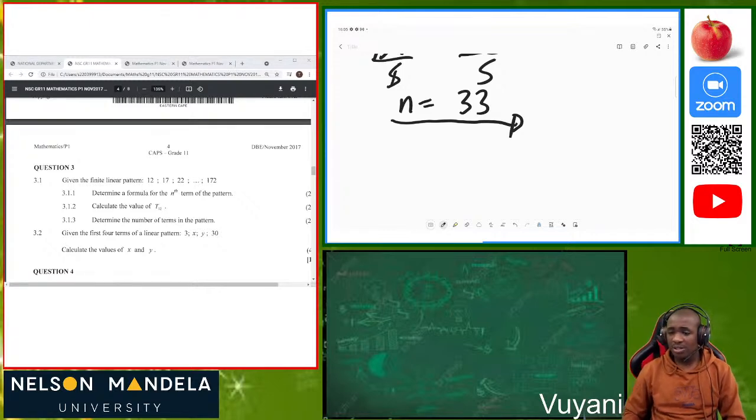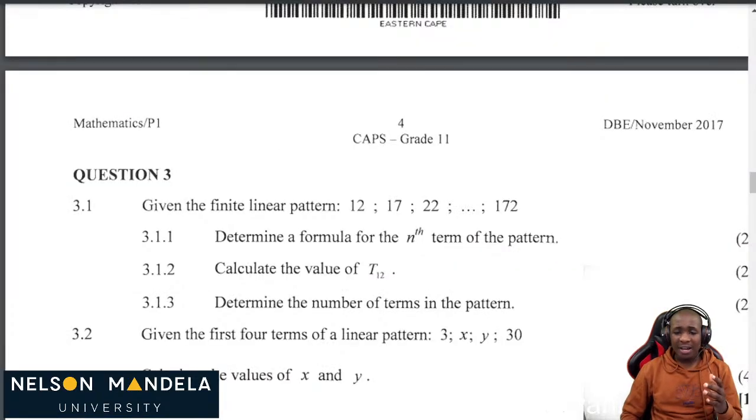I have a question in the comment section: how can I tell if it's an arithmetic or a geometric sequence when I see one for the first time? Always when you look at your equation, I advise you to check. Even in this question, in this sentence they said given the finite linear pattern, so they've already highlighted that this is a linear, arithmetic sequence.